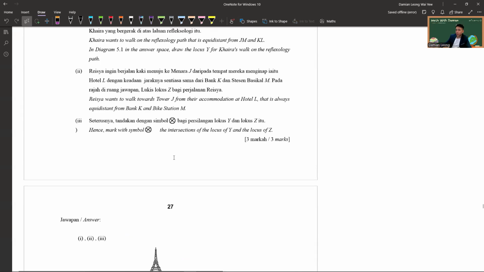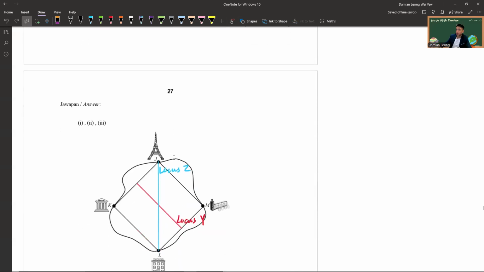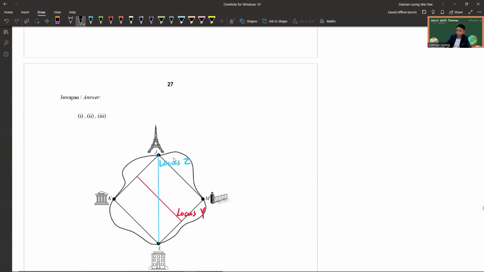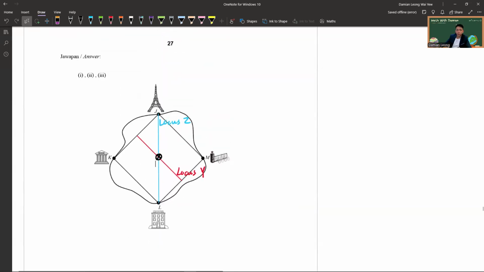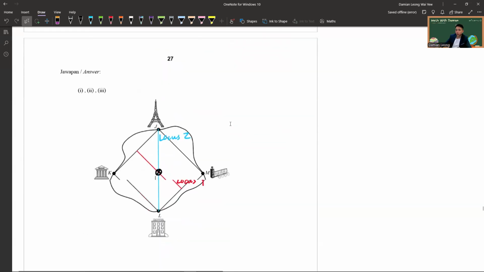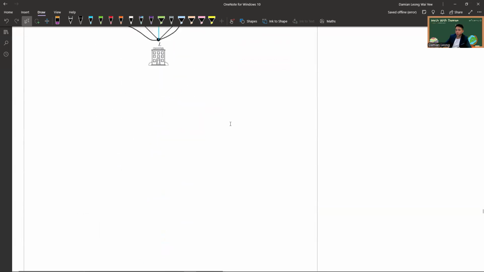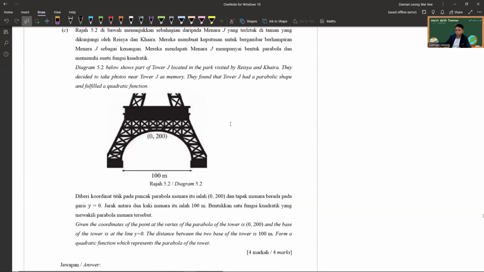So mark X on the intersection between locus Y and locus Z. So just mark the intersection here and X. Yeah, that's it. Then part C.